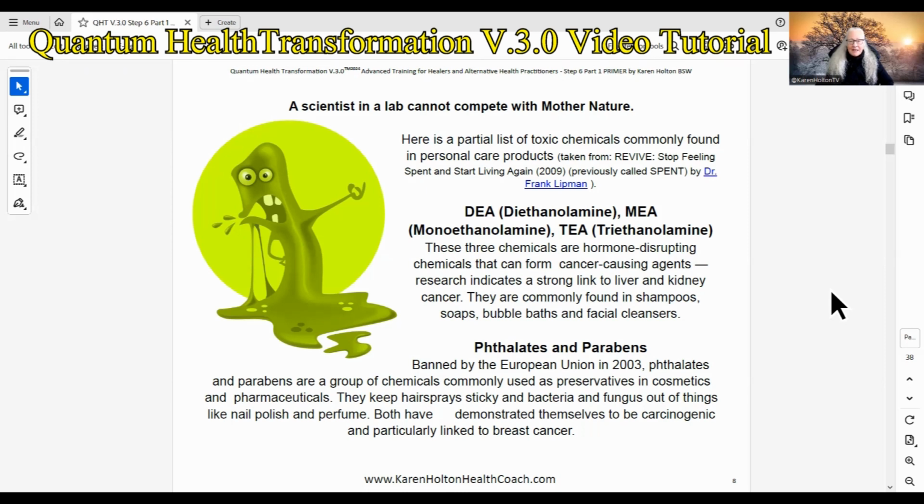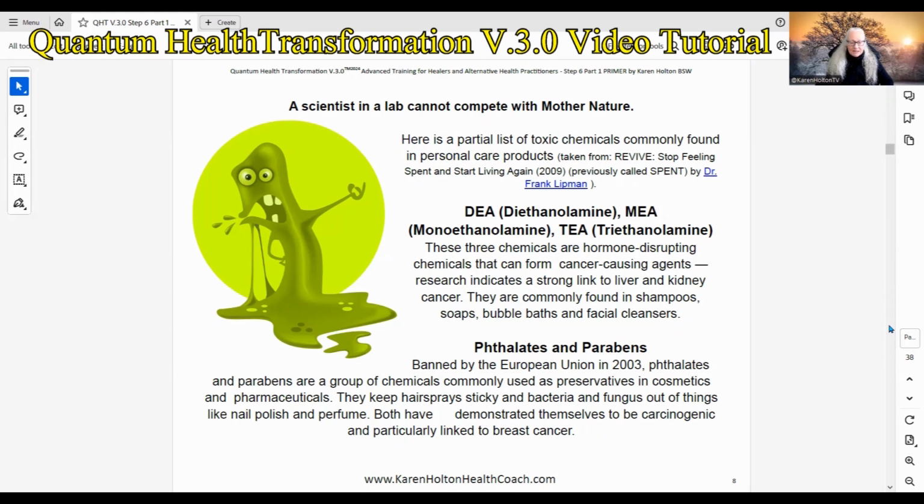Diethanolamine, DEA; monoethanolamine, MEA; triethanolamine, TEA. These three chemicals are hormone-disrupting chemicals and can form cancer-causing agents. Research indicates a strong link to liver and kidney cancer. They are commonly found in shampoos, soaps, bubble baths, and facial cleansers.